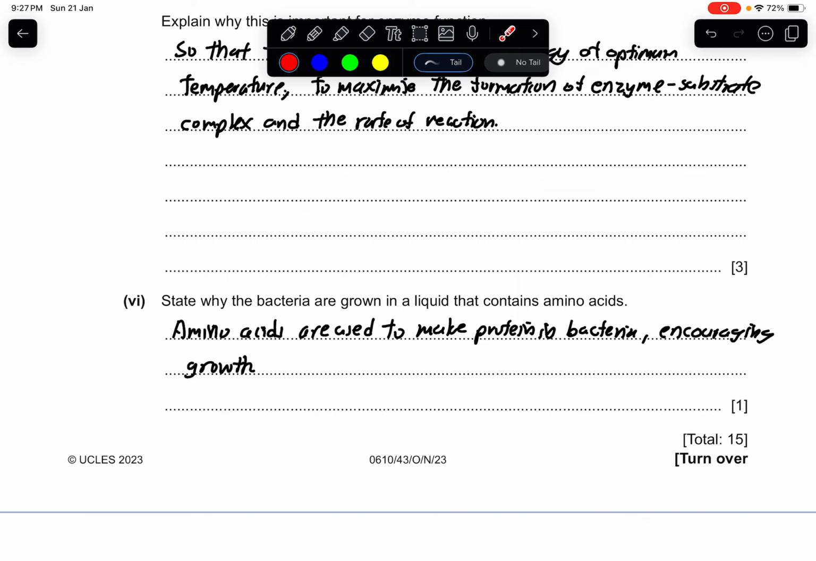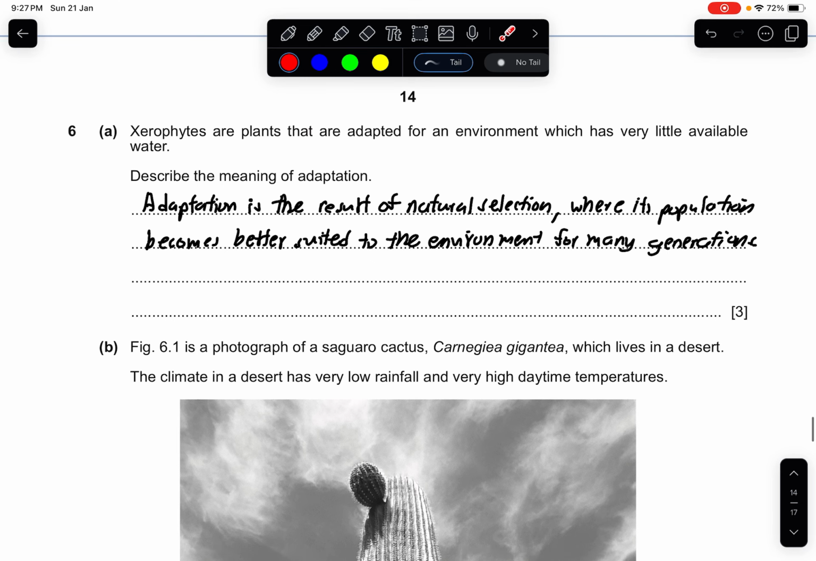Okay, and question 6a, they say xerophytes are plants that are adapted for an environment which has very little available water. Describe the meaning of adaptation. It is always a result of natural selection. If natural selection doesn't happen, the organisms are unable to adapt to the surroundings. So the population will become better suited to the environment over many generations.